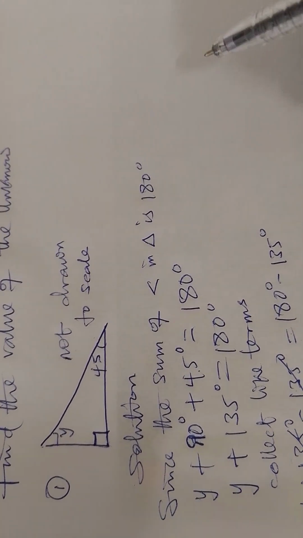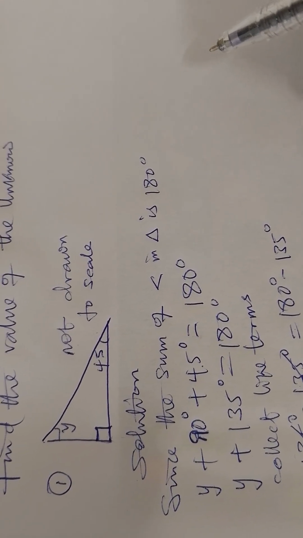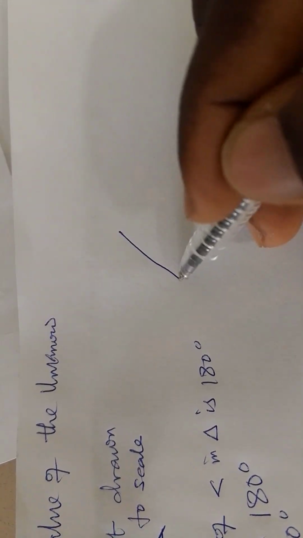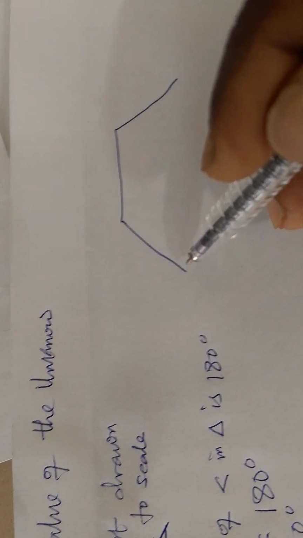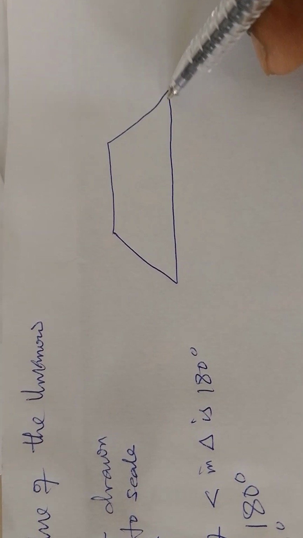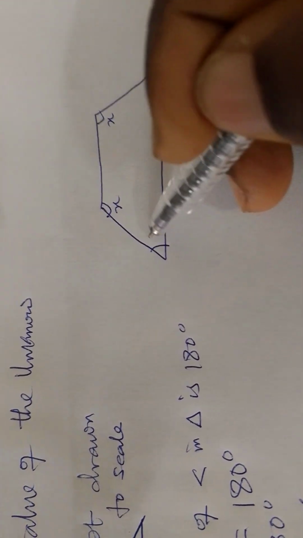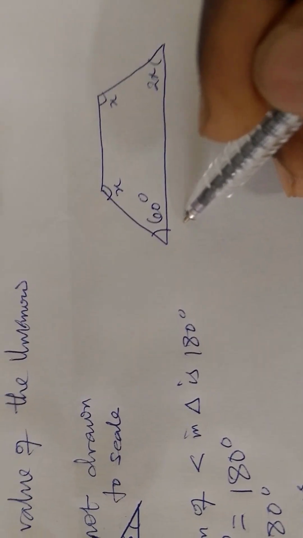So another question that we also solve here, which is also very simple and very easy, is this. Let's look at another question that says we should find the value of the unknown, and we have something of this type, because I said we have different shapes that we can solve to find the value of the unknown. This is not drawn to scale. This is a trapezium. And this is x. This is x. Let's assume that this is x. This is 60 degrees, and this is also 2x.